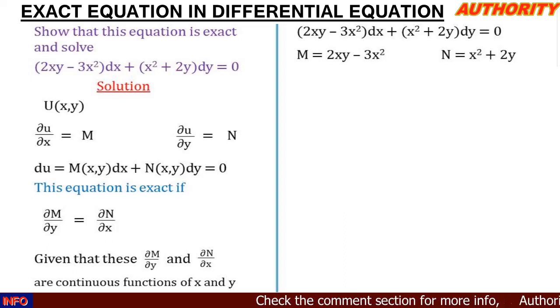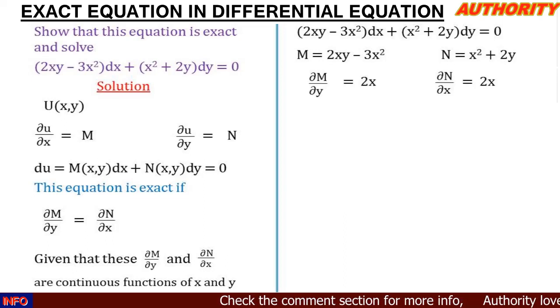All right, good. So the next thing is we are going to differentiate M partially with respect to y and N partially with respect to x. When we differentiate M partially with respect to y, that means we are going to have 2x.